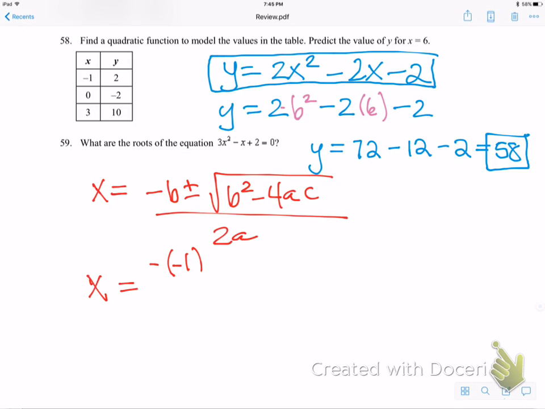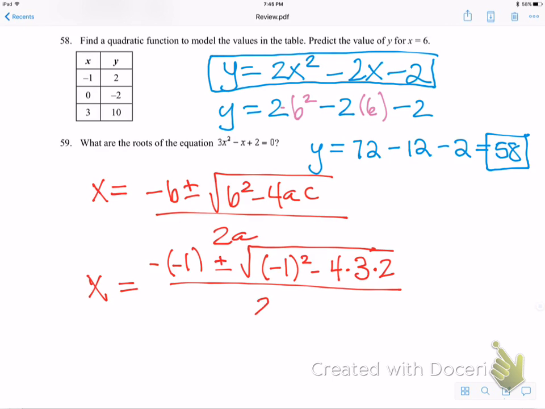So I've got negative negative 1, which will be positive 1. And then I'm going to square that, because it's negative b squared, minus 4 times a is 3 and c is 2, all over 2 times a, which again is 3. Now you can use your calculator if you want to find the discriminant. Remember, the discriminant is the value that's under the square root. And in this case, we're going to get 1 minus 24, which gives us negative 23.